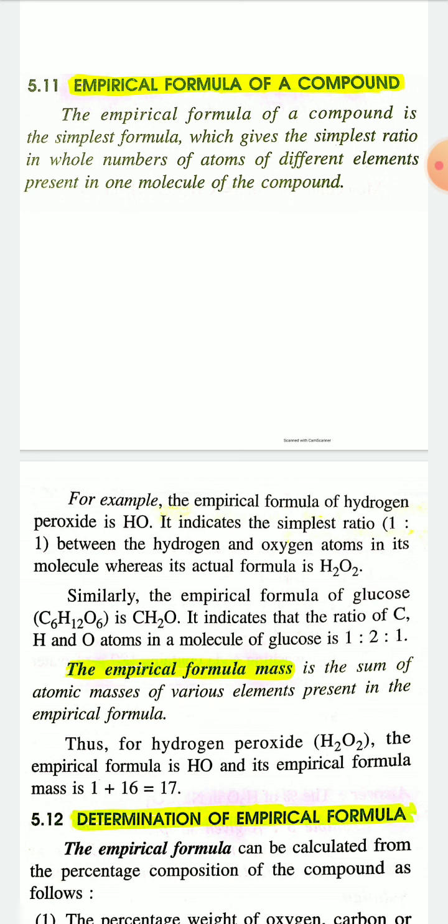The empirical formula of a compound is the simplest formula which gives the simplest ratio in whole numbers of atoms of different elements present in one molecule of the compound.